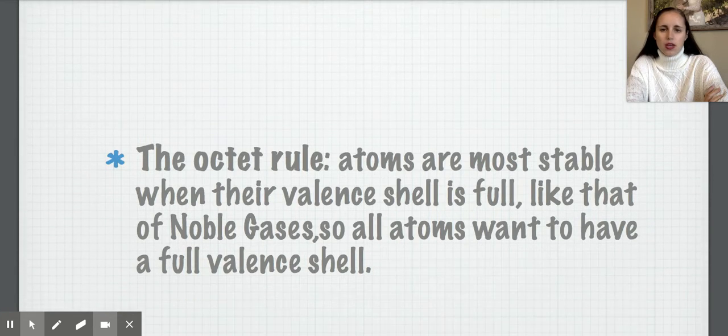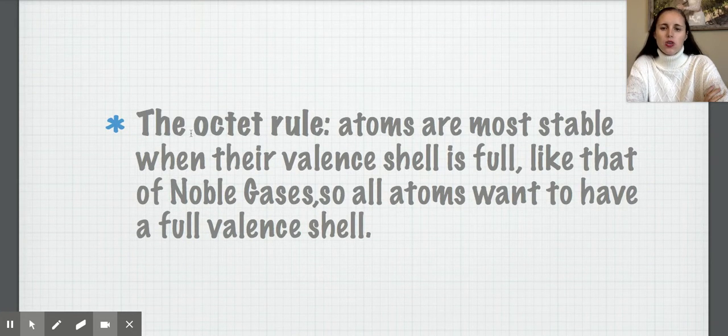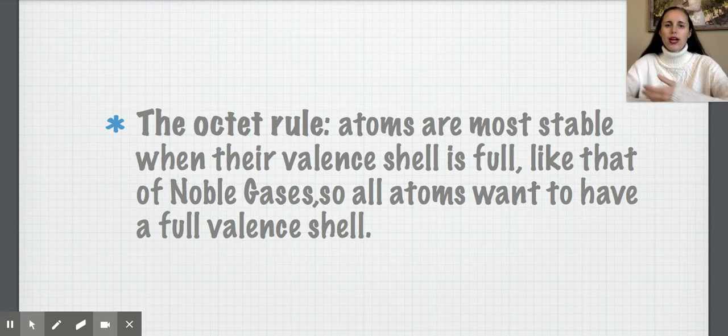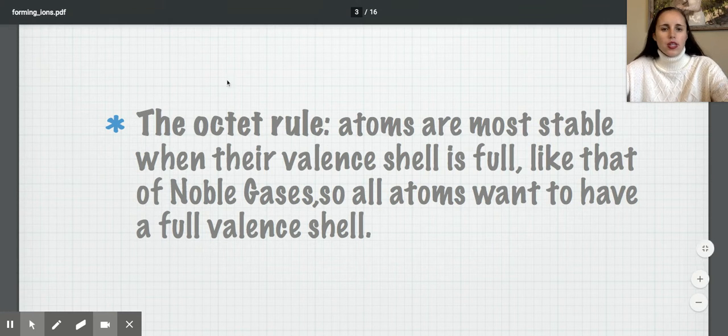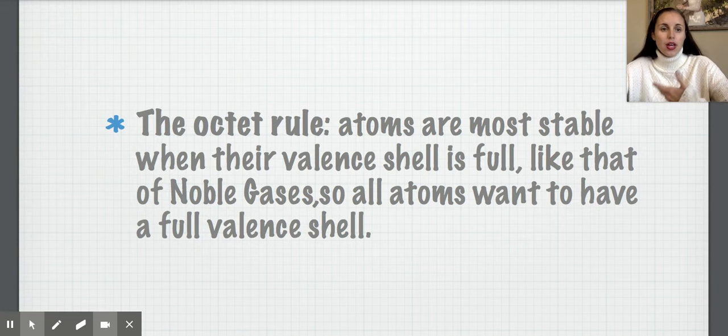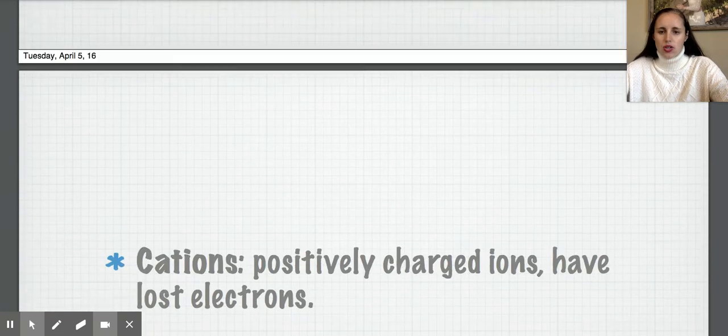Ions will follow something called the octet rule. Think about the word oct, sounds like 8. Outside of the first shell, an atom is considered to be full if it has 8 electrons in its outside shell. That's what the octet rule states: atoms are more stable when their valence shells are full, like that of noble gases. So all atoms want to have a full valence shell. They do so by gaining or losing electrons.